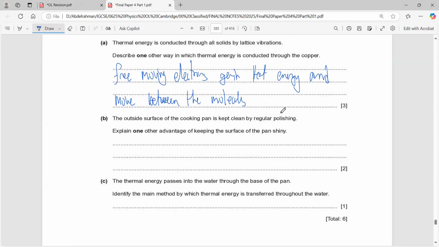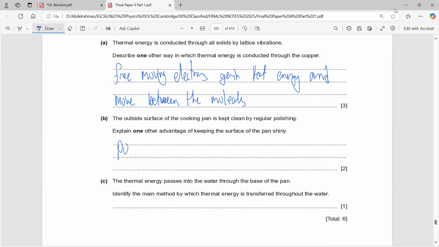The outside surface of the cooking pan is kept clean by regular polishing. Explain one other advantage of keeping the surface of the pan shiny. If the surface of the pan is shiny, this is good. Why? Because shiny surfaces are poor, bad emitters of infrared radiation. This is a hot pan. I want the water inside the pan to remain hot for a longer time. So you need the outer surface to be shiny white. Because it's a poor emitter of infrared radiation, which reduces the heat lost to the surroundings.